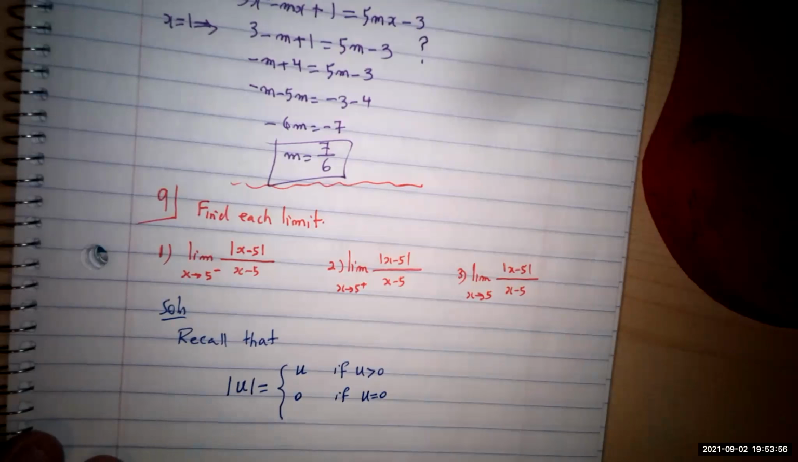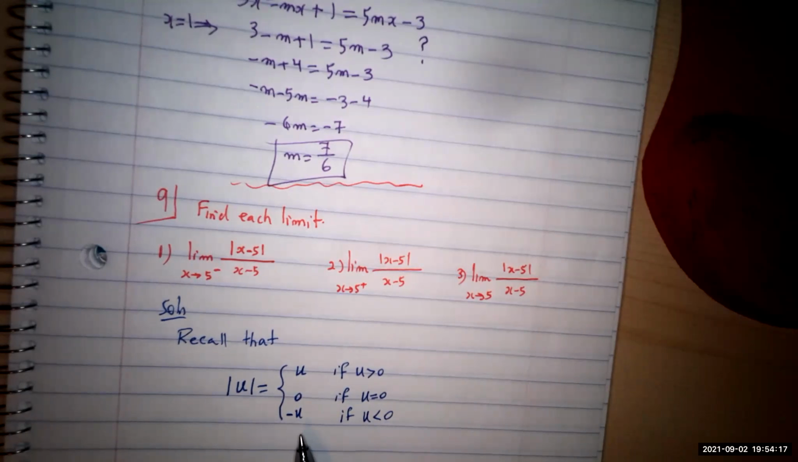Because the absolute value of 0 is 0. If u is negative, it's going to be the opposite of u, meaning a negative u. The absolute value of negative 5 would be the opposite of negative 5, which is a positive 5, because the result of the absolute value must always be a positive number.